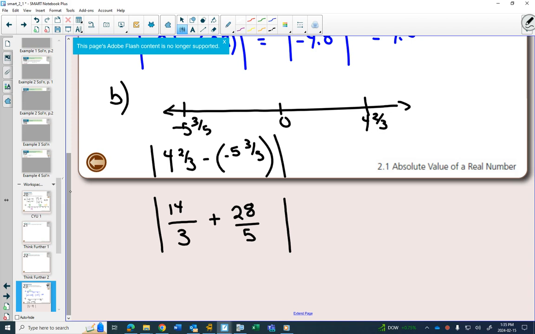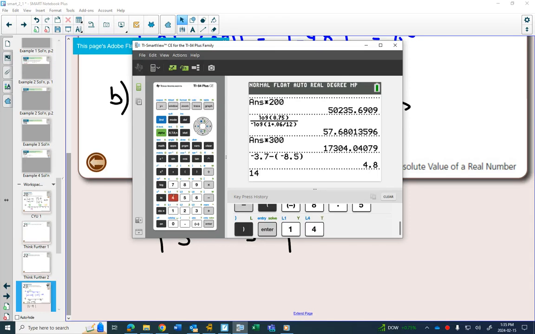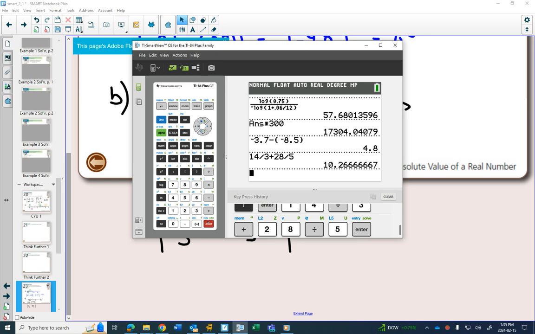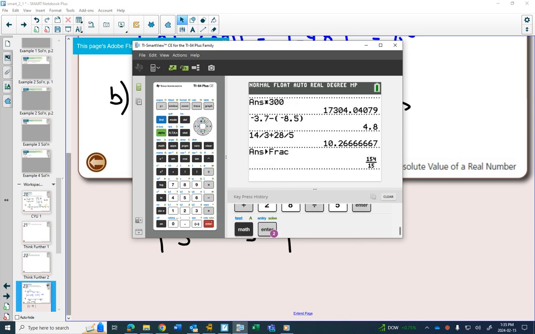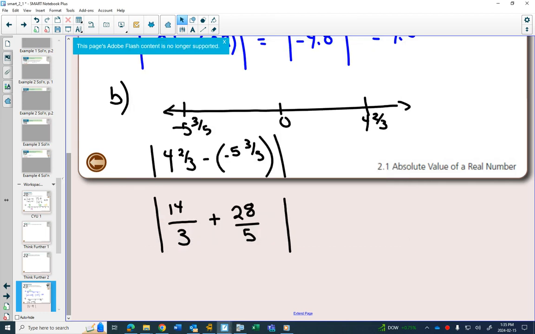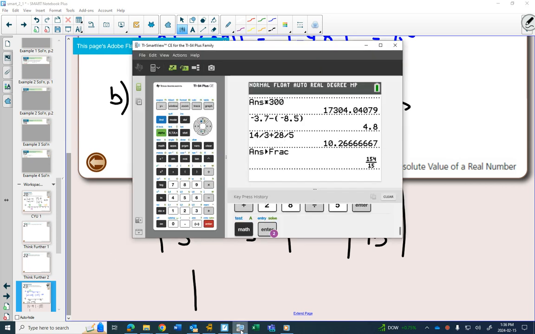Okay, so once I have it in improper fraction, if this was calculator, I could go to my calculator now and do 14 divided by 3 plus 28 divided by 5. I get a decimal. If you have a graphing calculator, what's really cool is under math, the very first button lets you change that back to a fraction, and then your teacher thinks you did all the math correctly. Yes. So, now, I'm going to cheat. So I'm cheating with my calculator. Was it 154 over 15?